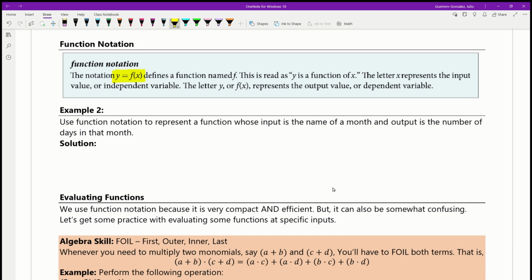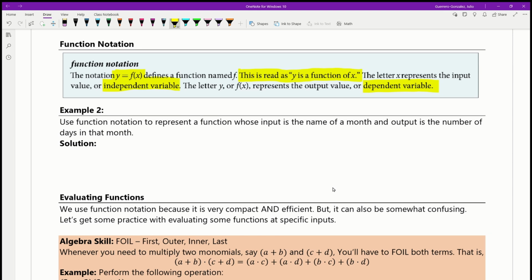The way that we read this out is we say that y is a function of x. So that means my x is my input values, or what we call the independent variable. And the letter y represents our output values, or the dependent variable. So the idea here is that the y value depends on my x value. X can be whatever it wants, and whatever x is, that dictates what y is. So that's why we read it as y is a function of x.